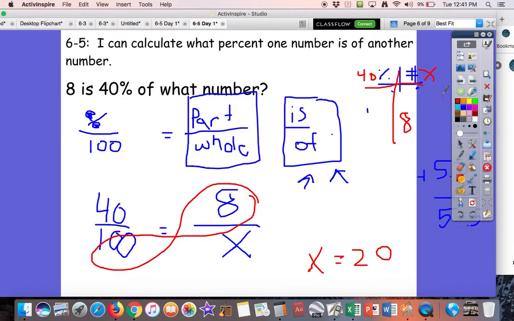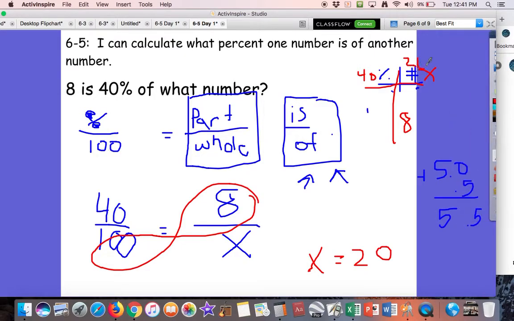Does 20 make sense here? Let's think about this. 20, that's our number. Okay, so what is 40% of 20? Okay, so we know it's going to be less than half, because 40% is less than half. So it should be less than 10. Is 8 less than 10? Yes, it is. So that does make sense. So what number? 20. So 8 is 40% of 20.